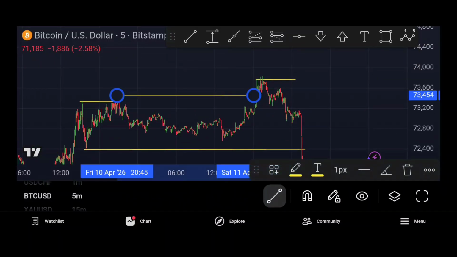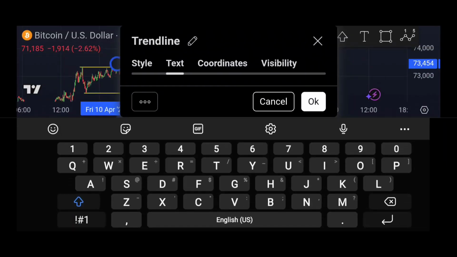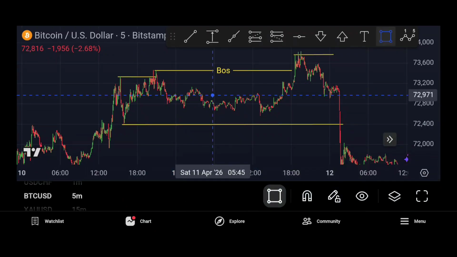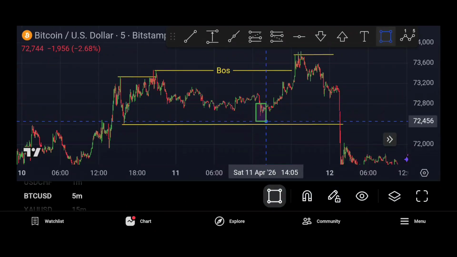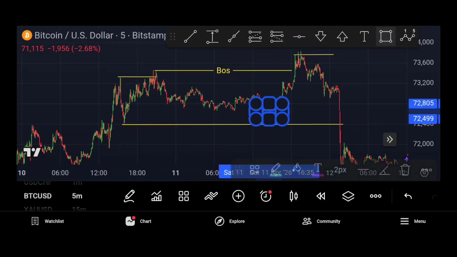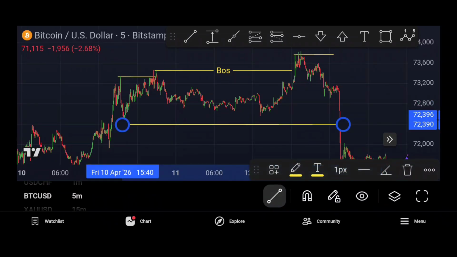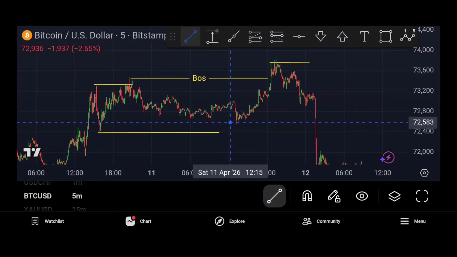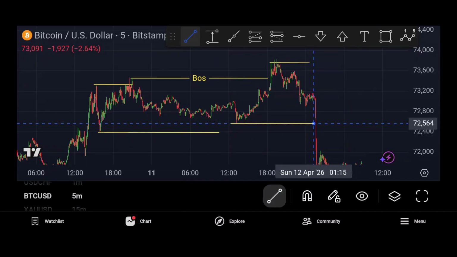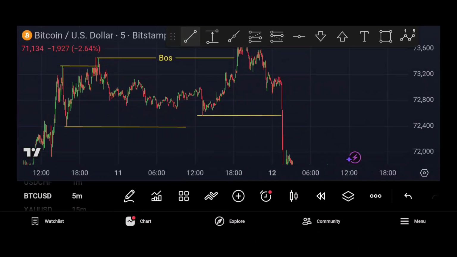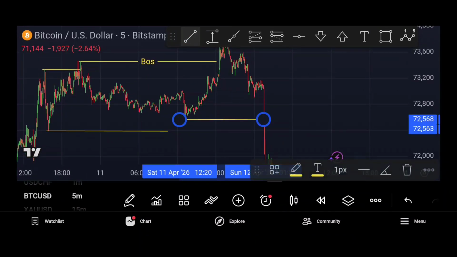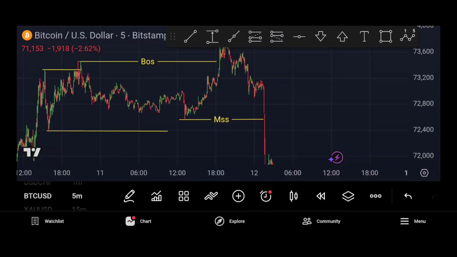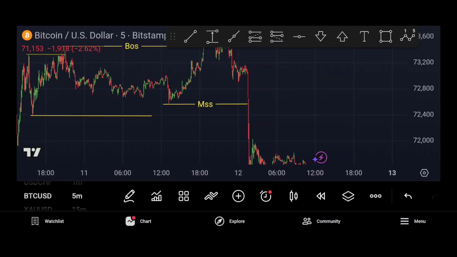So market created this as a break of structure. And now we are supposed to determine which low led to that break of structure. We all know it's that low right there, because it's the lowest low that created that break of structure. Then we mark it. It's only valid if it breaks a higher high. Then we have a market push to the downside, then market created a market structure shift.